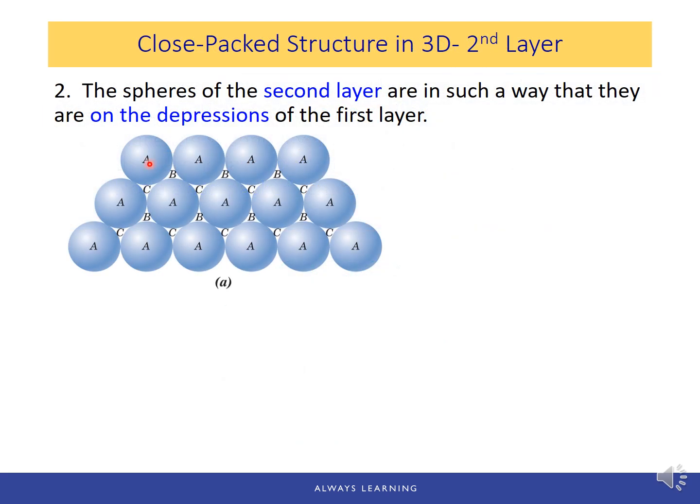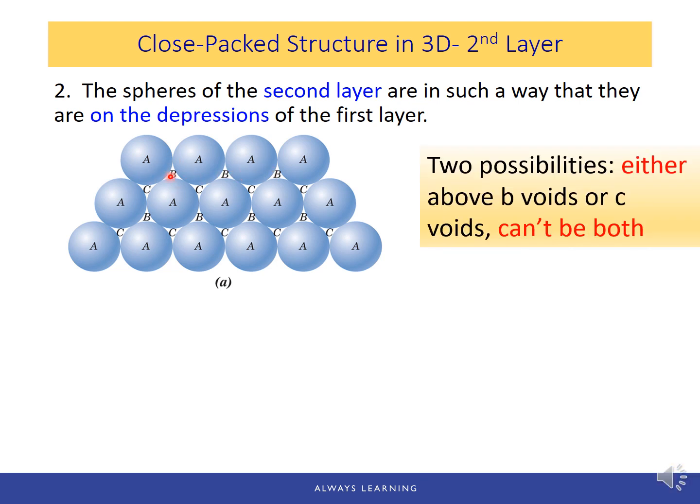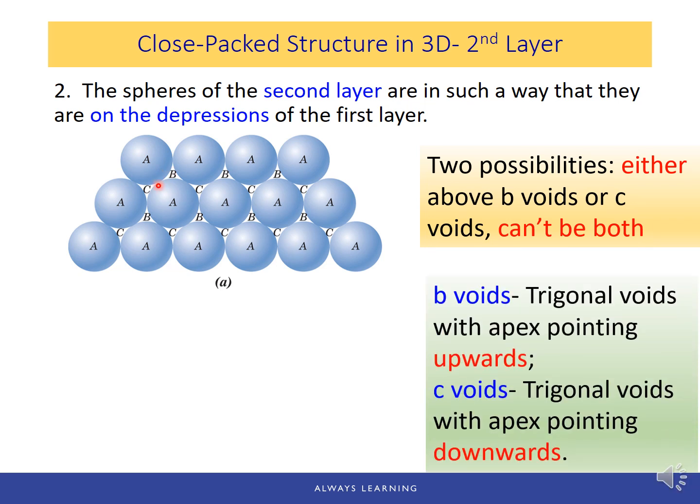The second way to stack a second layer on top of the first layer is to place the second layer on top of the depressions of the first layer. Now we can see there are two types of depressions, or two types of voids, B voids and C voids. The B voids are triangular voids with apex pointing upwards, and C voids are triangular voids with apex pointing downwards.